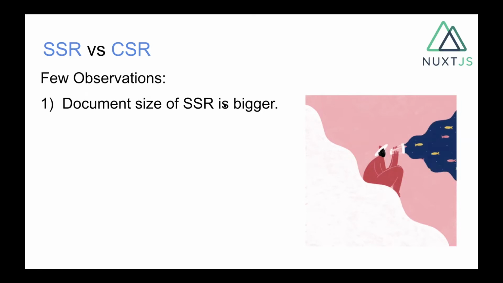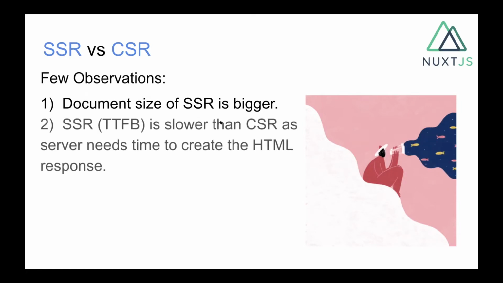Then, SSR time to first byte is higher than CSR as the server needs time to create the HTML response. So this is a disadvantage of server-side rendering, because the server needs time to convert the HTML content. So it is comparatively slower as compared to CSR. In CSR, the server will just send the application with the JS files tagged to it.